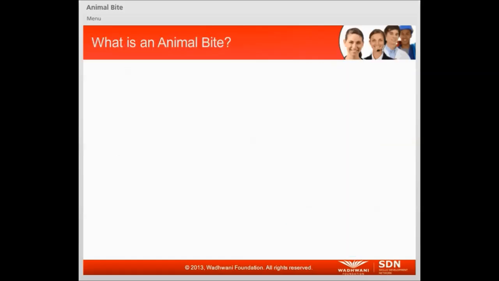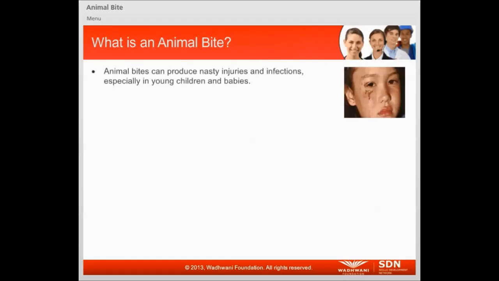Let's first find out what an animal bite is. Animal bites can produce nasty injuries and infections, especially in young children and babies.